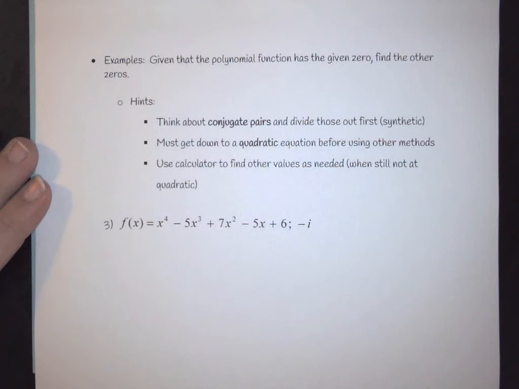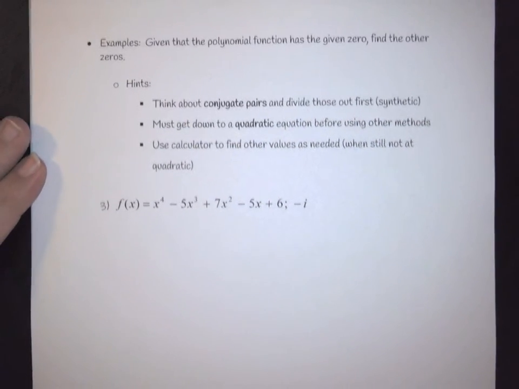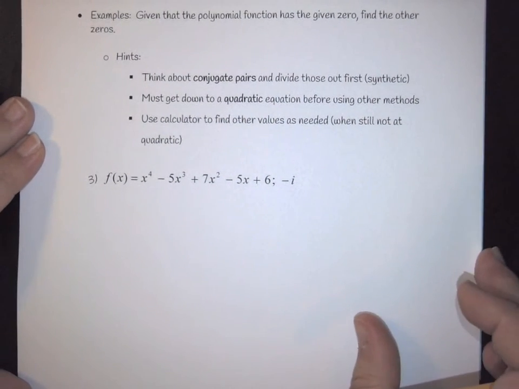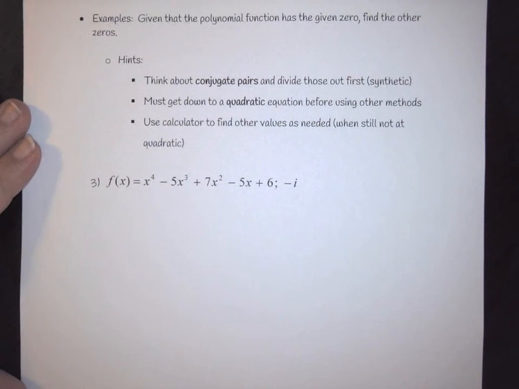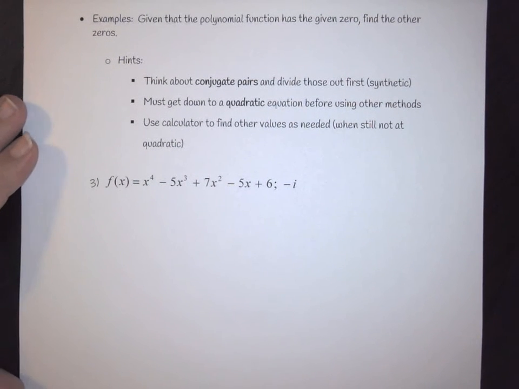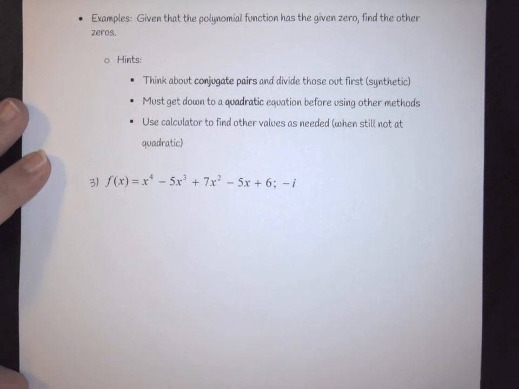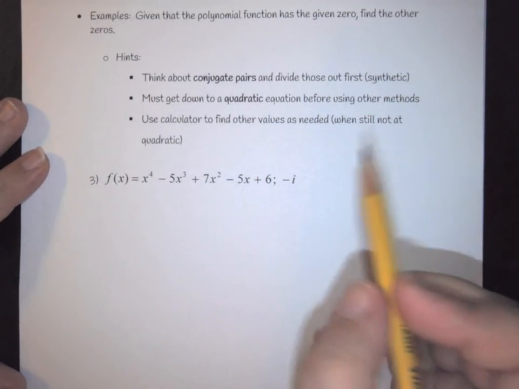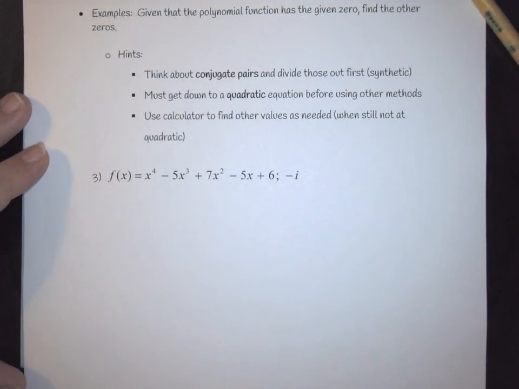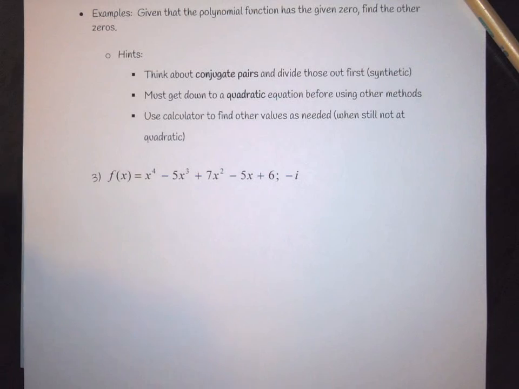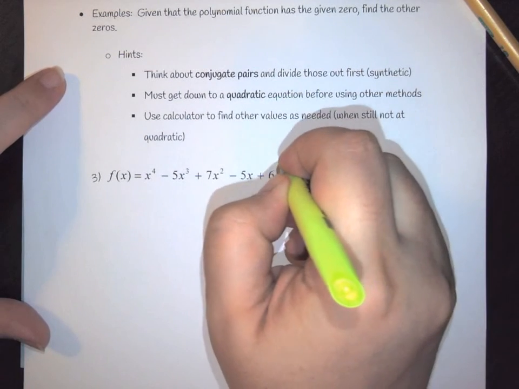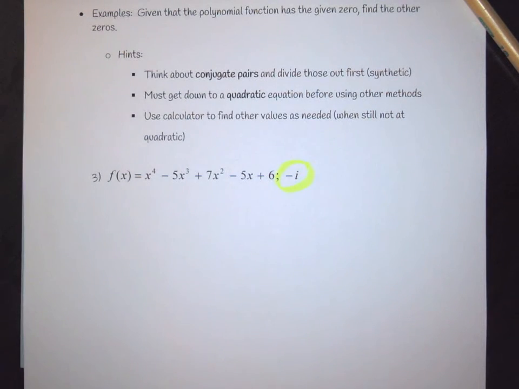Alright, let's look at another. So here we need to find the other zeros given the polynomial and at least one of the zeros. So what you need to look at in this case is that when we're talking about at least one of the zeros, that would be this value over here. And the polynomial function is everything in front of it.